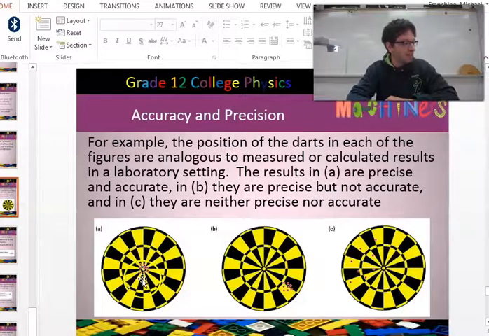So player A seems to be a really good player. They're getting all their darts right near the center. Now player B is getting all their darts away from the center, but still in the same spot. Player C is missing the center and getting them all over the place. So player A is both accurate and precise. Player B is not accurate because they didn't hit the pinpoint in the middle. But they're very precise because all of their shots are very close to their other shots. And player C is just neither accurate nor precise.